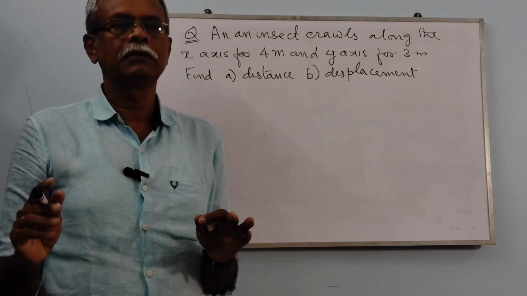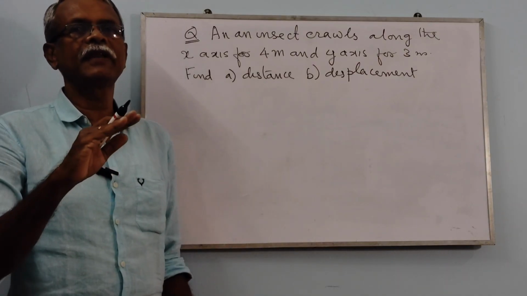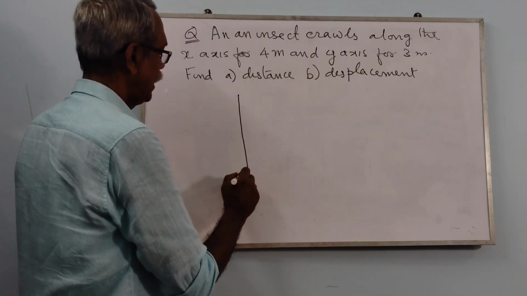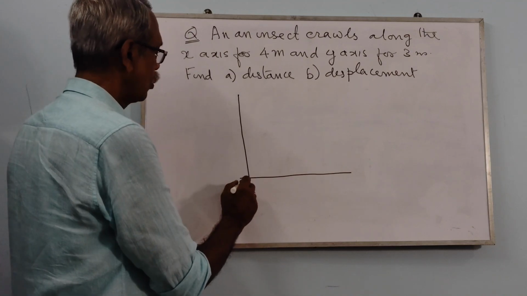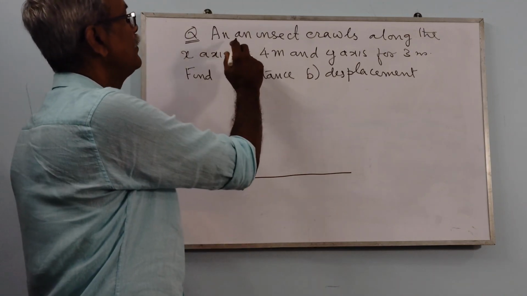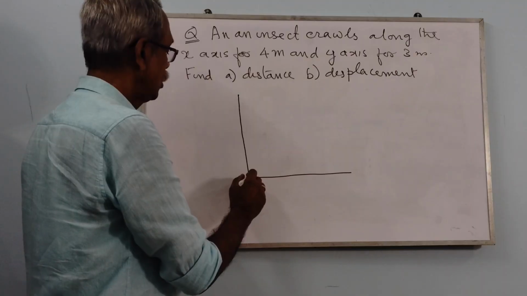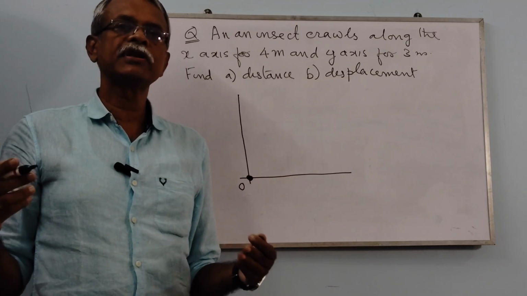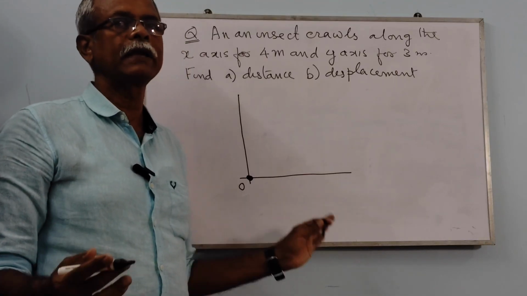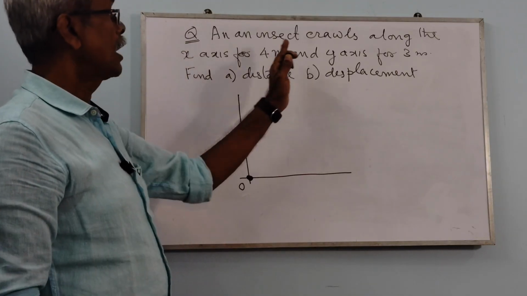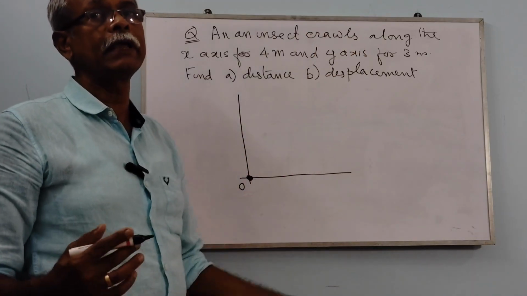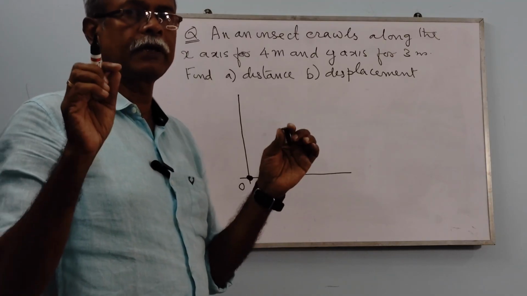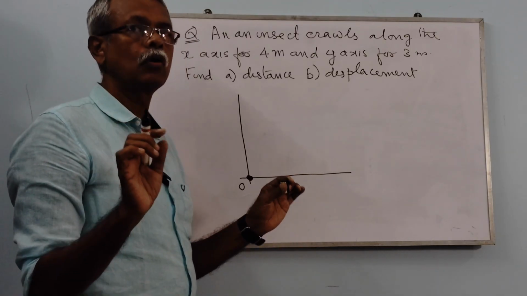So we are given the x-axis distance and the y-axis distance. Therefore, we first draw a diagram. This is the origin. We assume that the insect starts crawling from the origin because no other starting point is given. If it is given that it starts from some other point, you have to take that as the starting point. Here, the starting point is not given, therefore you can take it as the origin. You take the starting position of the insect as the origin.